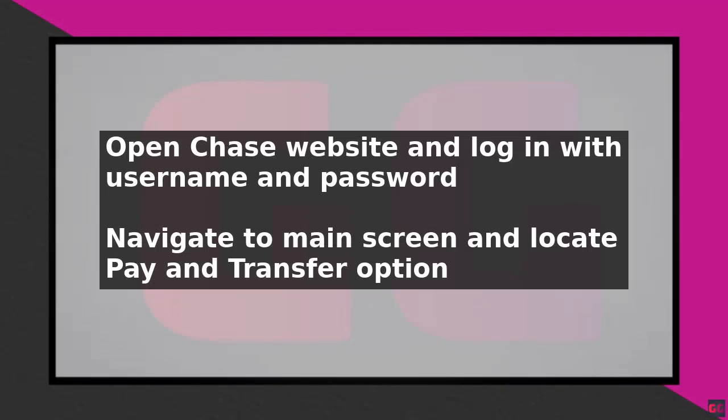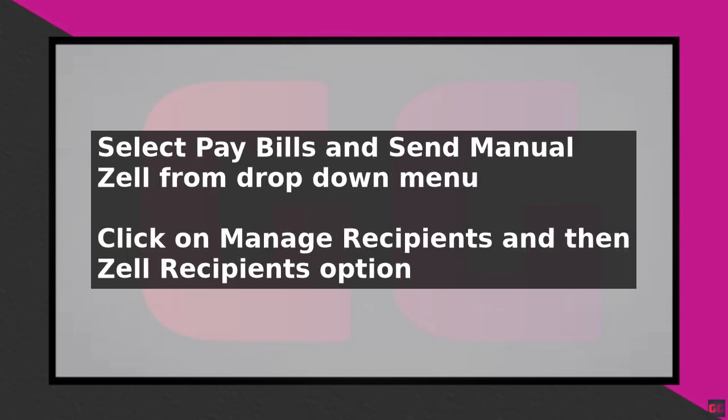To add a Zelle recipient to your Chase account, start by opening the Chase website in your browser and logging in with your username and password. Once you've accessed your account, navigate to the main screen and locate the Pay and Transfer option in the top horizontal menu. From the drop-down menu, select Pay Bills and Send Manual Zelle.